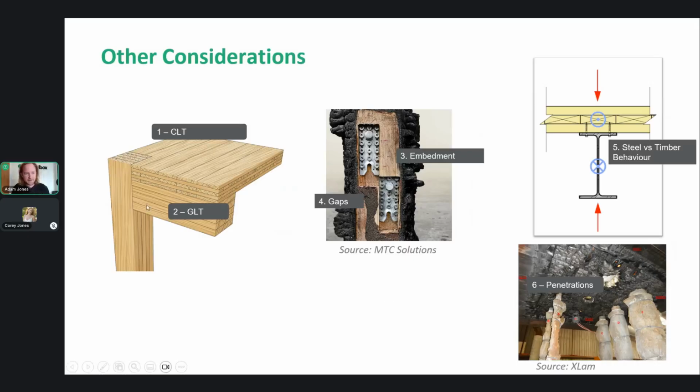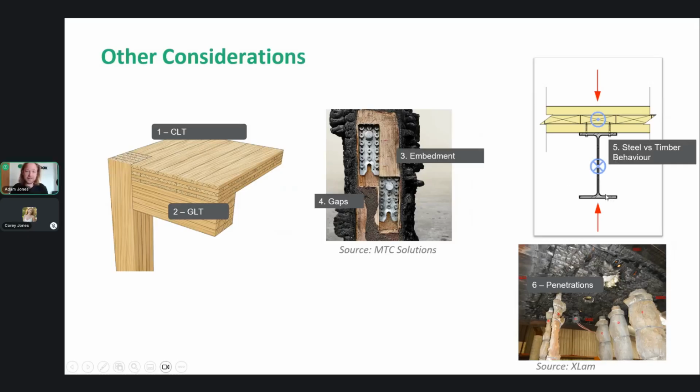So think about a connection detail with a glulam beam and a CLT floor. You've got different compliance pathways for both. There's different char models available and how they work. We're going to cover that later today. Or if you think about a connection, there's different things going on. What about gaps between the connection? Can the fire actually approach the metal connectors prior? And how do you deal with those gaps? How much embedment? So in this instance, timber's protecting the actual connection. And what about steel versus timber behavior?